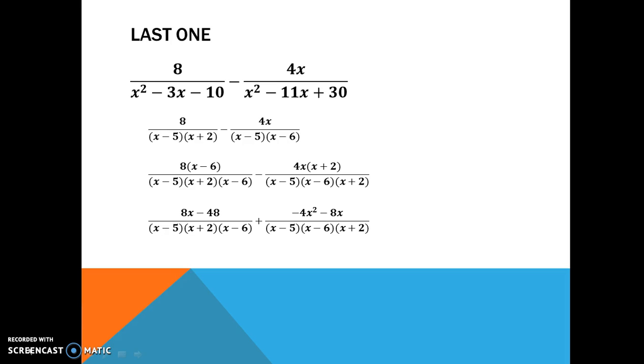And I'm going to combine like terms. So the negative 4x squared is going to come over. I have 8x minus 8x, which is 0x, so I don't have to write that, and then minus 48. And that's my final answer.